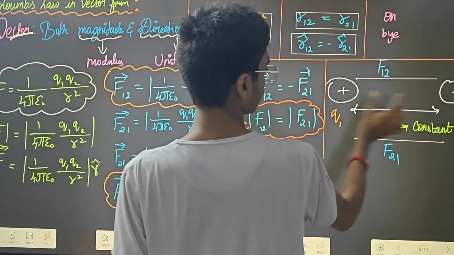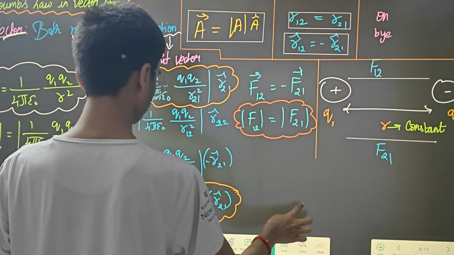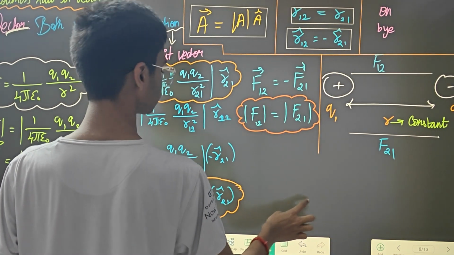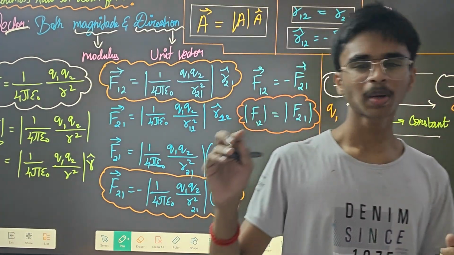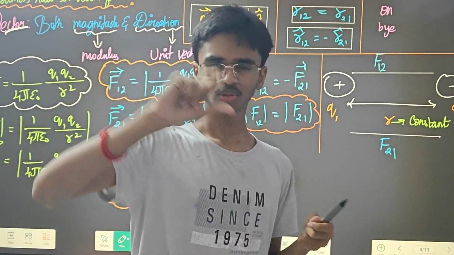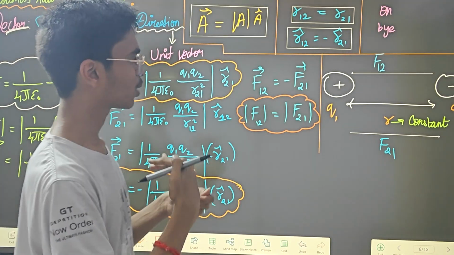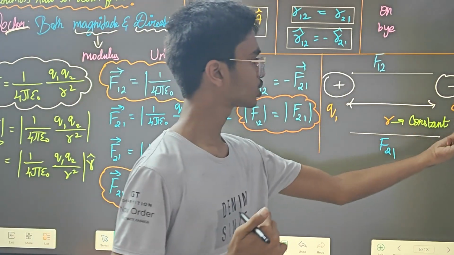Okay, see, this is actually Q1 and this is actually Q2. In the YouTube app itself, you have the ability to zoom in, so you can just zoom in and listen to my voice. Here it is Q1, here it is Q2.